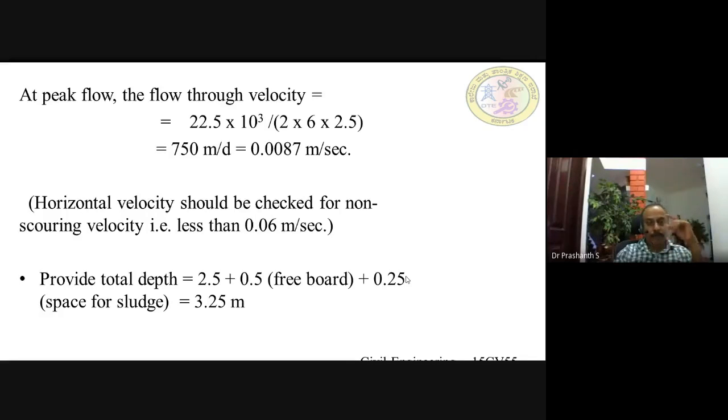At peak flow the flow through velocity is 22.5 into 10^3, so 750 meters per day, converted to meters per second. So horizontal velocity should be checked for non-scouring velocity, which is 0.006 meter per second. So fine. So what is the total depth? We got 2.5 meter as the total depth.